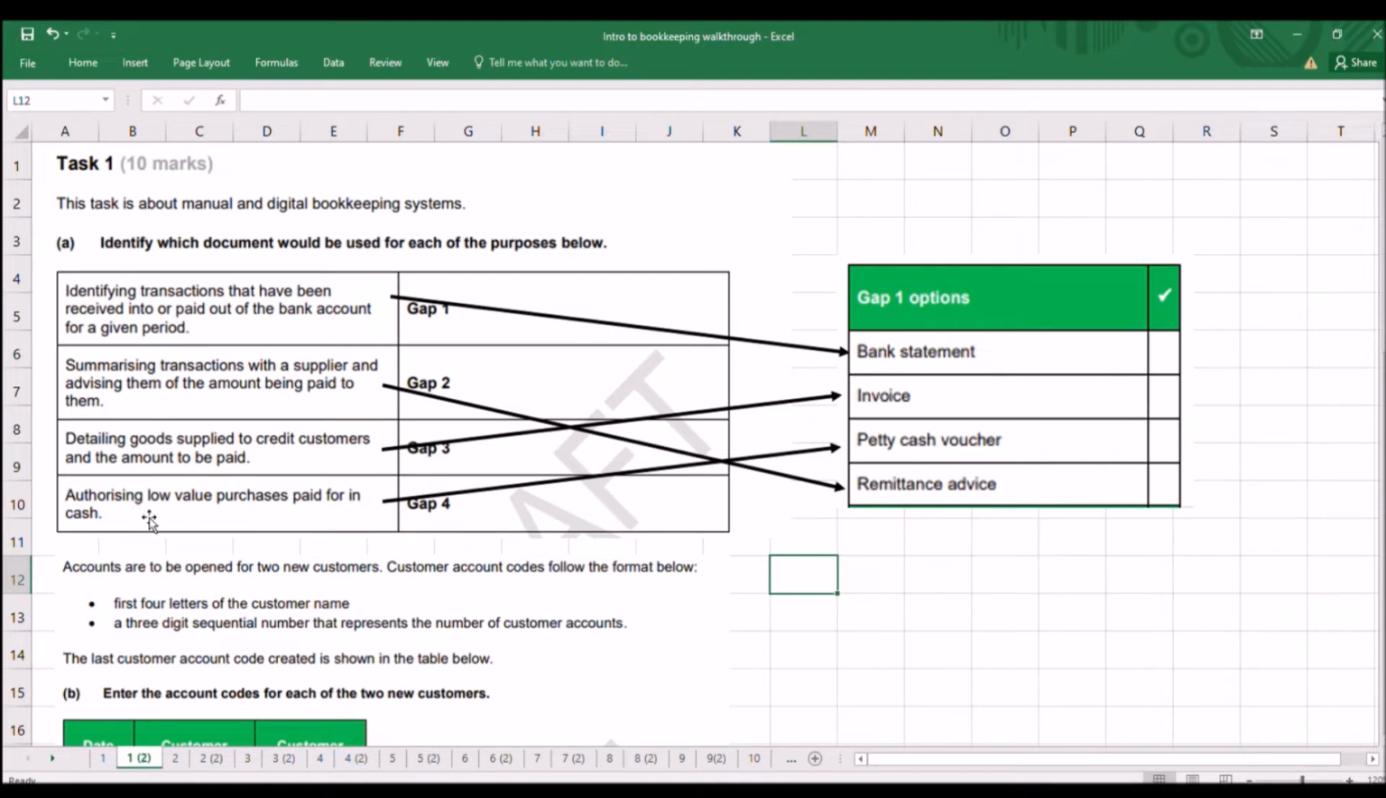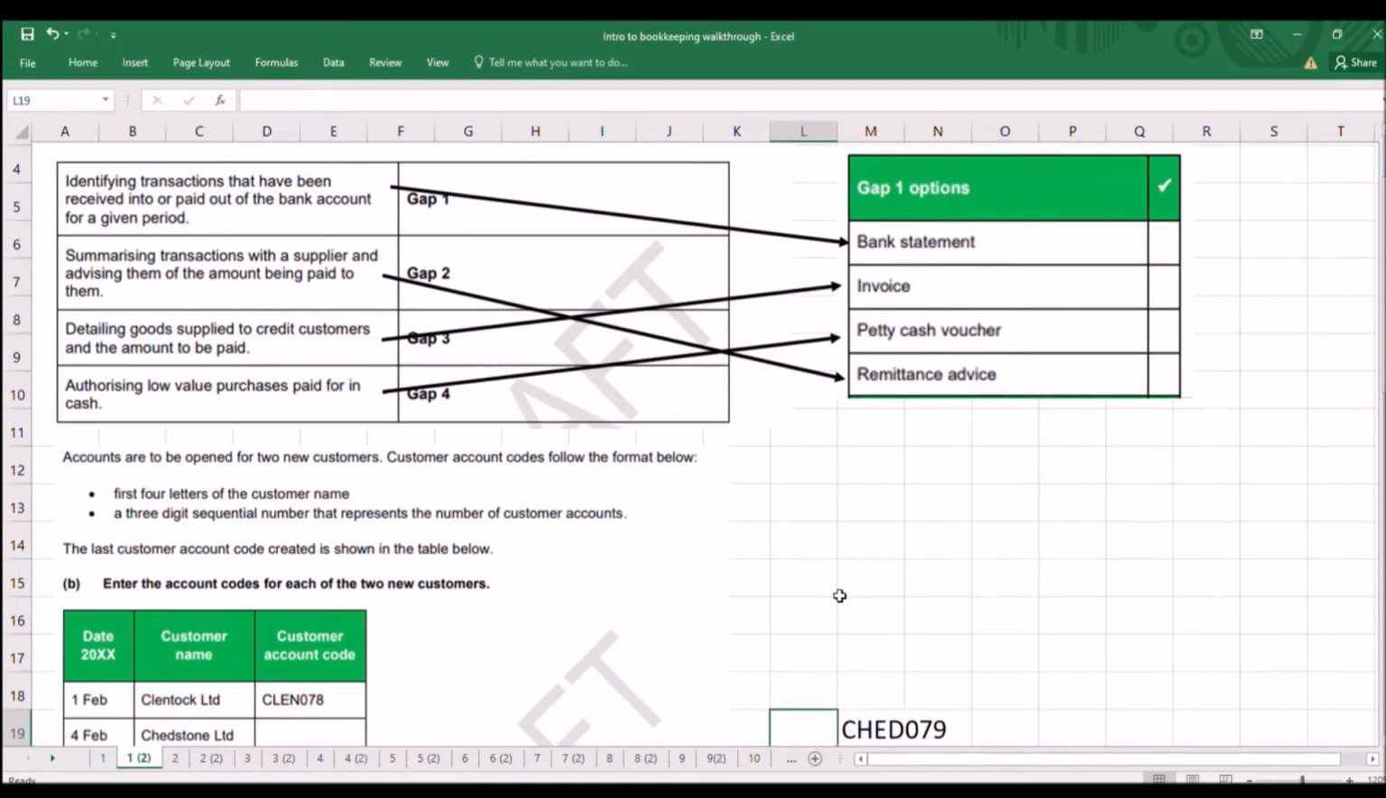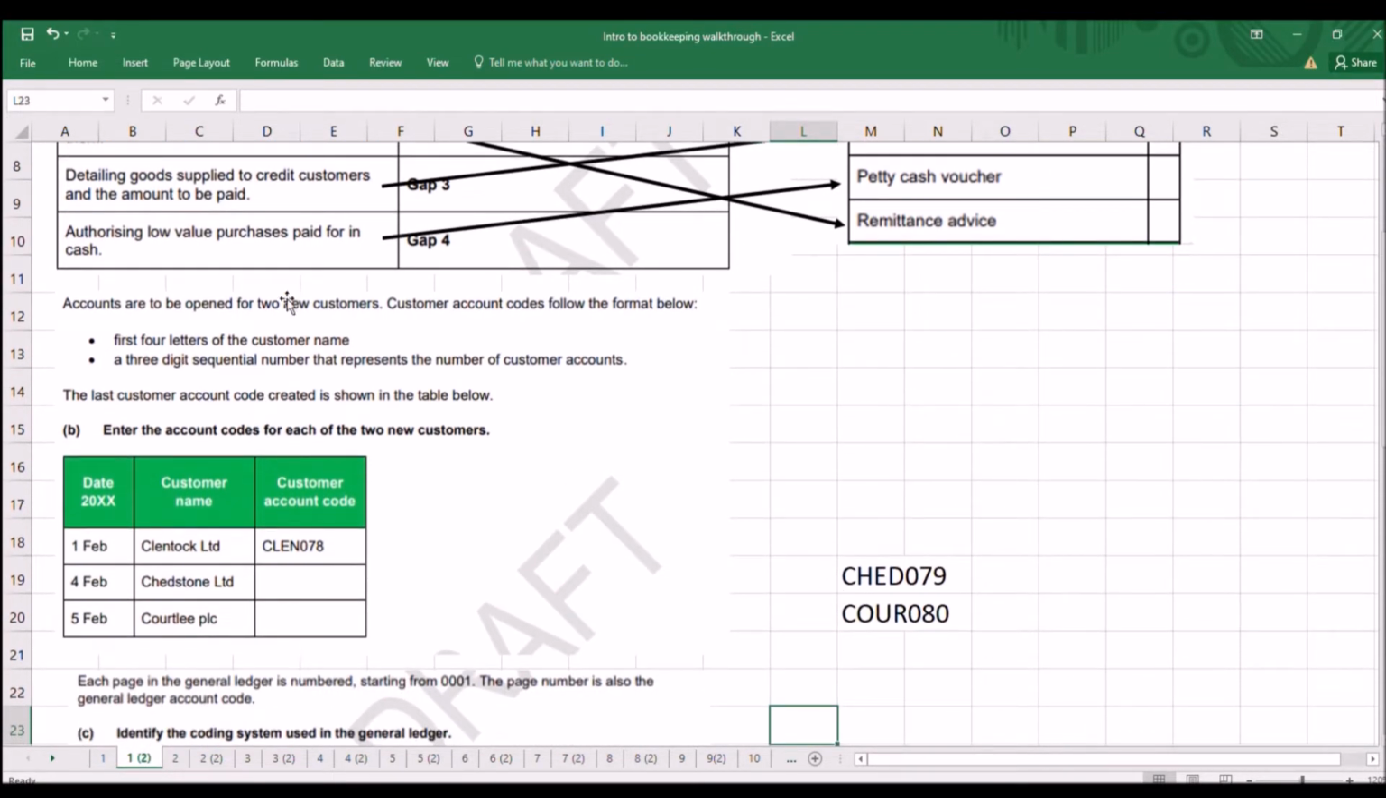Authorizing. This is like a manager saying, pay this. They're authorizing low-value purchases paid for in cash. So that's going to be a petty cash voucher. The manager authorizes a particular staff member, let's say, to have made these purchases, and gets a bit of money out from the petty cash tin to pay for them. Saves it going through the payroll system. Okay, that's 1A.